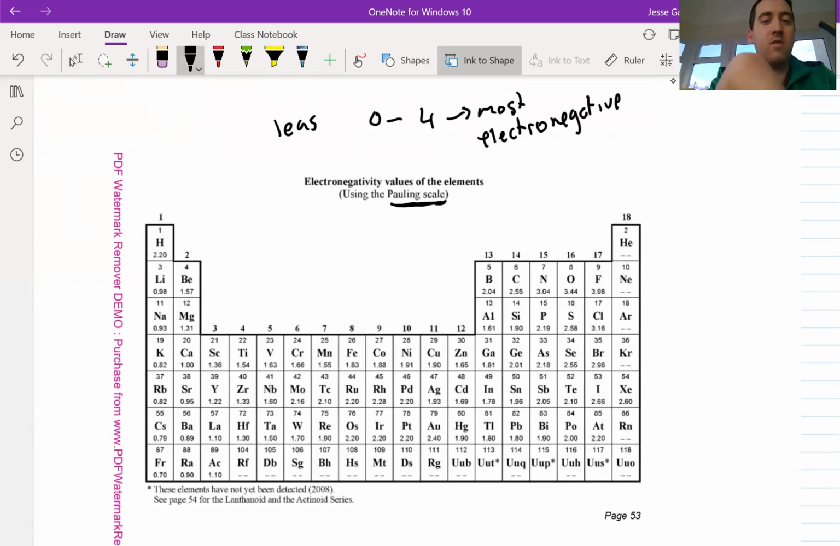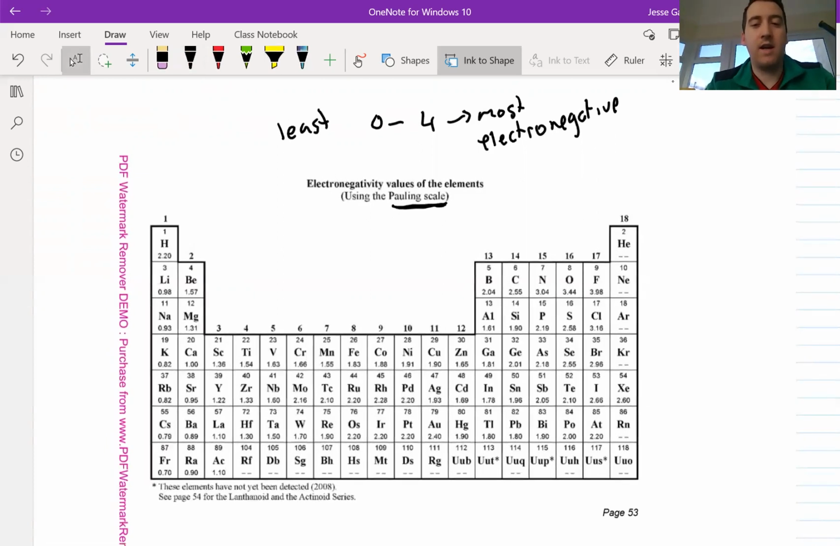Least. So 4 is most, 0 is least. And obviously, anywhere in between that, we go up 0, 1, 2, 3, we're increasing electronegativities. Okay, and basically that means that the more electronegative ones will always attract the electrons to themselves more than a less electronegative. So this is what we call the Pauling scale, and it's named after the person who discovered it.